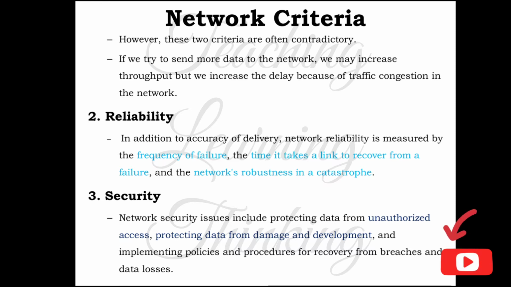And the third one is security. Network security issues include protecting data from unauthorized access, protecting data from damage and modification, and implementing policies and procedures for recovery from breaches and data losses. So network security means giving protection to data. We have to protect our data from unauthorized access, breaches and data losses. So these are the three network criteria: performance, reliability and security.